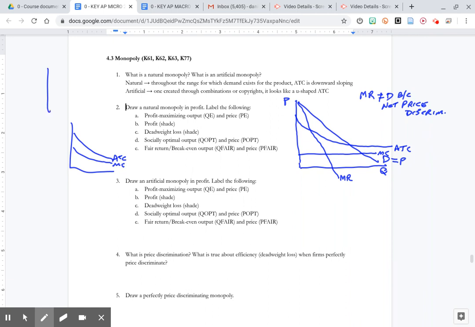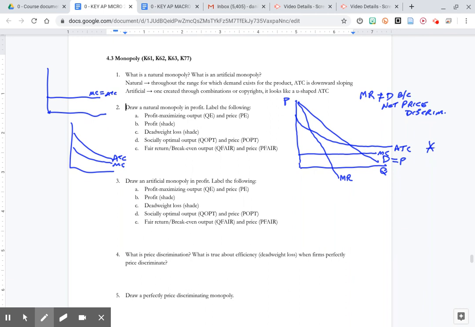And sometimes on the AP, they'll even give you one where the MC is equal to the ATC. And that's super simple. And it breaks some rules, but whatever, we don't really care. It's mathematically not breaking rules, but it's unlikely that would exist in reality. So the picture I'm drawing over here is kind of a compromise between the two.